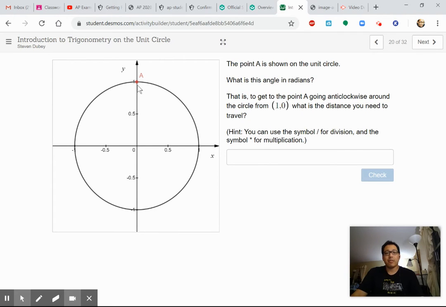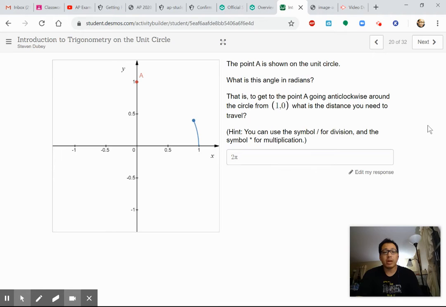Point A here in red is shown on the unit circle. What angle is this in radians? You could try different things. Maybe test it out on your own if you feel like it. But here, I'll try a few different things. So we know 2 pi. And if you just type pi, it turns it into the pi symbol. 2 pi is all the way around the circle. That's how many radians are all the way around.